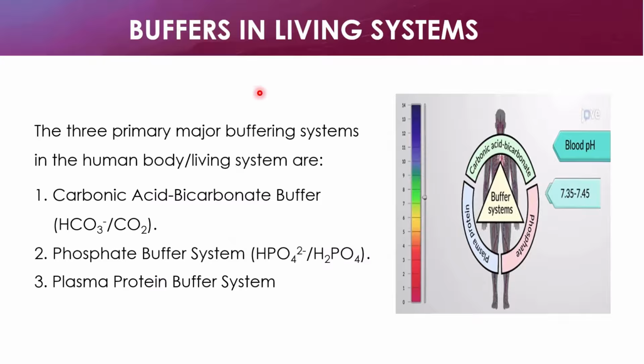Buffers in living systems. The three primary major buffering systems in the human body or living systems are the carbonic acid bicarbonate buffer, the phosphate buffer system, and the plasma protein buffer system. So this is the carbonic acid bicarbonate buffer system. This is also the plasma protein buffer system and the phosphate buffer system.